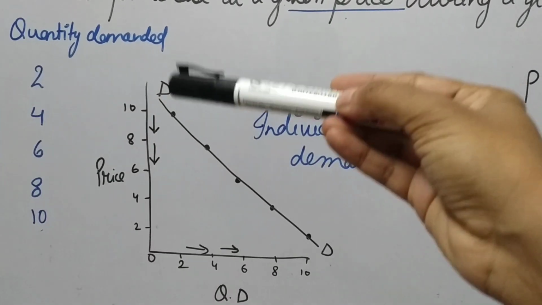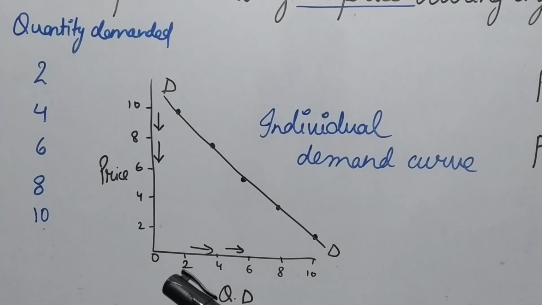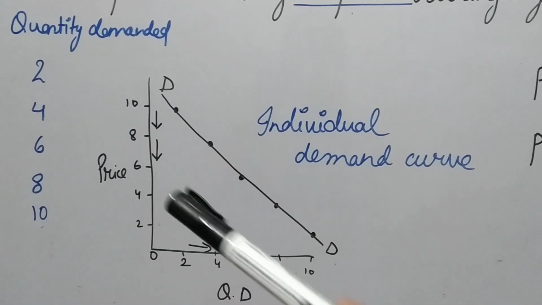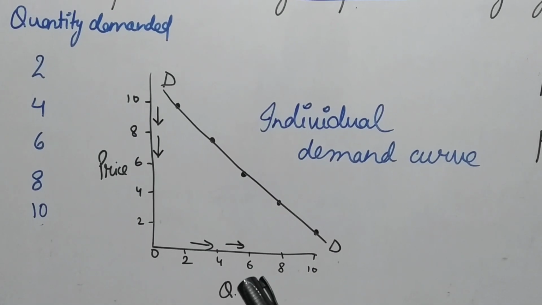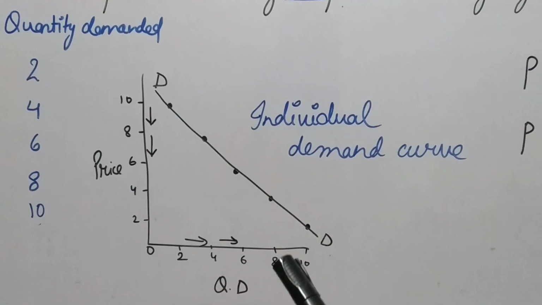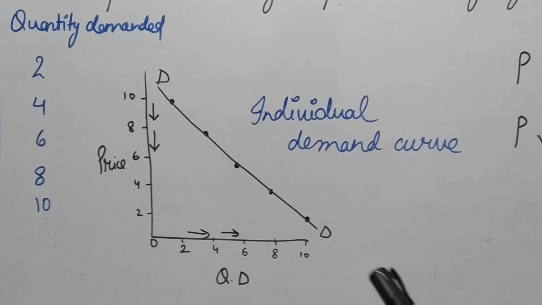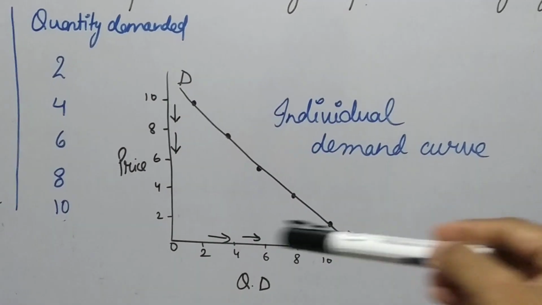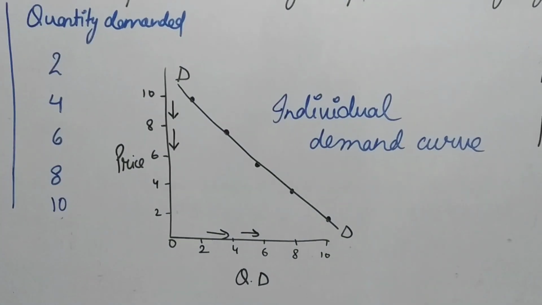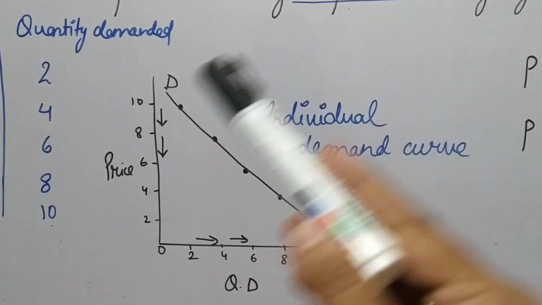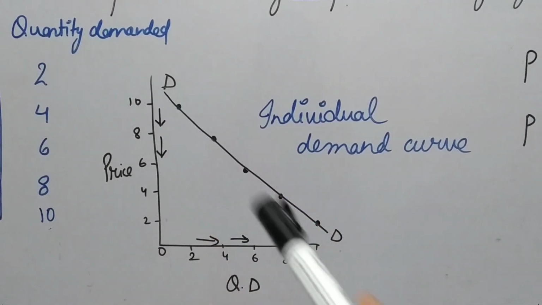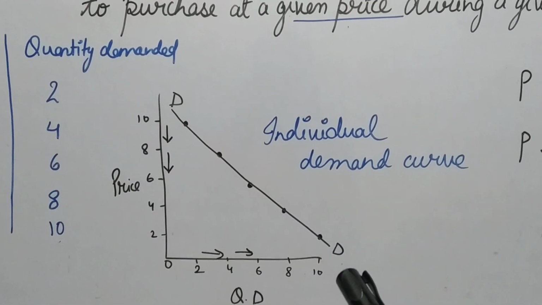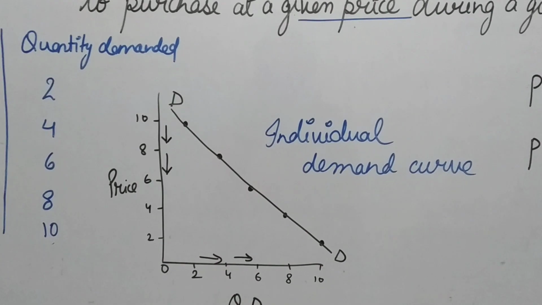When price reduces from 10 to 8, he increases his consumption from 2 to 4. Then again, when price reduces from 8 to 6, he increases more units of the commodity from 4 to 6. That means if price reduces, quantity demanded increases; if price increases, quantity demanded reduces. So this is the curve of an individual demand curve, that is, the demand curve of an individual consumer. Now we are going to discuss the market demand curve.